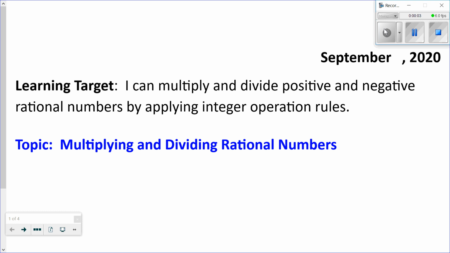Hi everyone. Today we're going to discuss multiplying and dividing positive and negative rational numbers by applying integer operation rules.